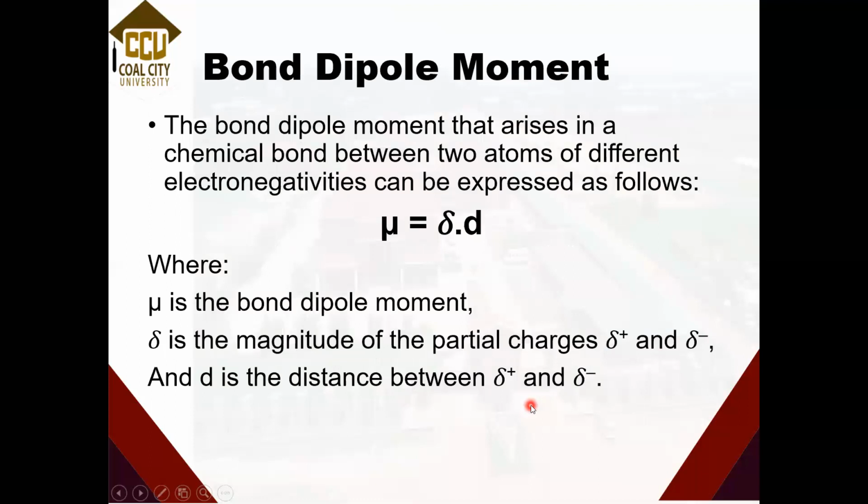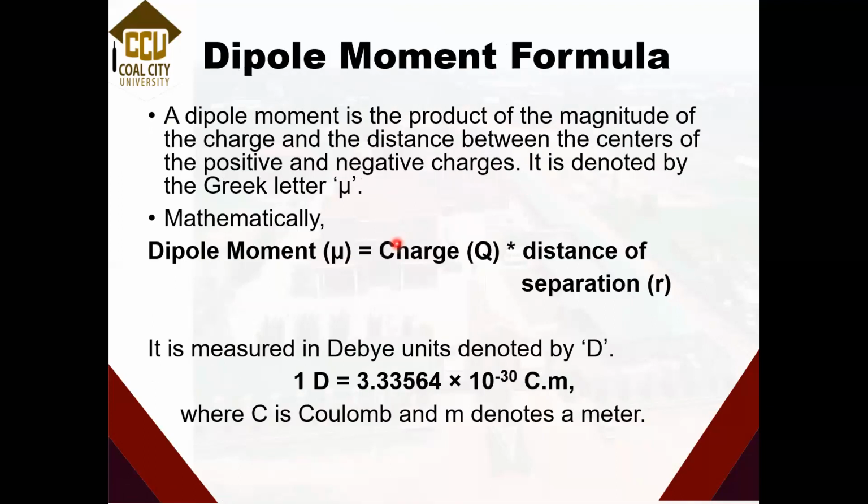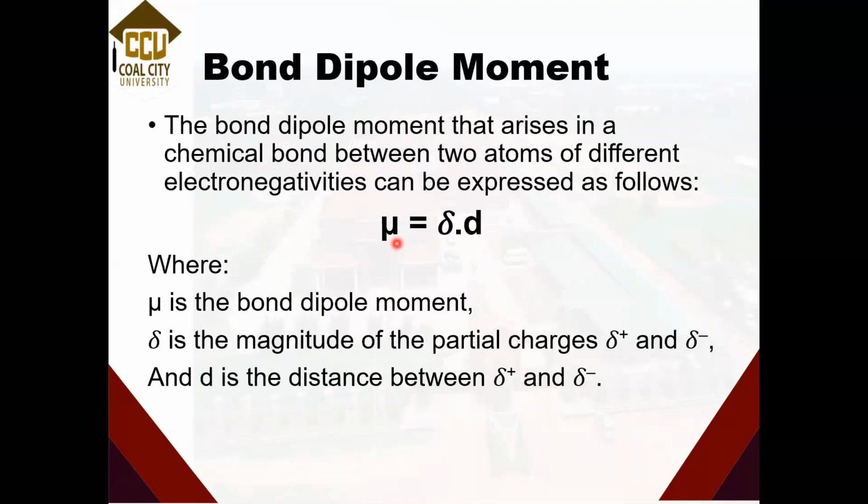Now, for bond dipole moments, the bond dipole moment that arises in a chemical bond between two atoms of different electronegativity can be expressed as follows. So you can see the formula is just the same, just that we represent it with slightly different symbols. Here I said the dipole moment for the whole molecule is charge times distance, where I represented my charge with Q. But in the case of the bond dipole moment, mu is equal to this symbol, called sigma, times distance. So instead of Q times R, I said sigma times d, but they still mean virtually the same thing.